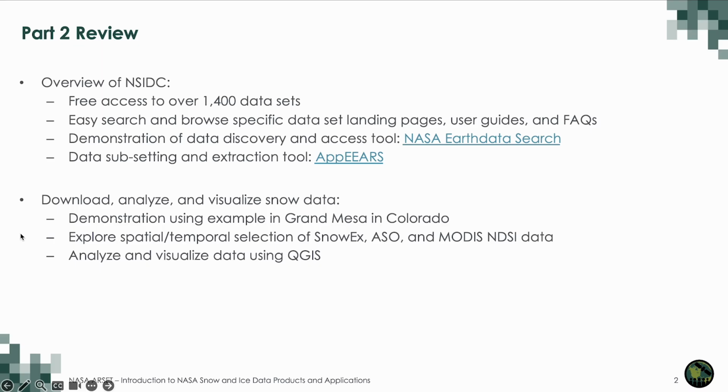Then we had a demonstration of how to download data using these tools and analyze them in QGIS. There was a case study used in Grand Mesa in Colorado. For this area, snow data from SnowEx, Airborne Snow Observatory, and MODIS Normalized Difference Snow Index were downloaded and analyzed in QGIS.